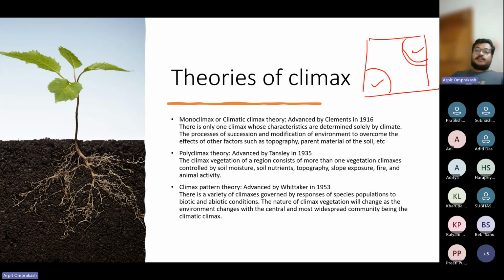Then we have the polyclimax theory, which was proposed by Tansley in 1935. So basically, he says that the climax vegetation of a region consists of more than one vegetation climaxes, and it is controlled by various factors such as soil moisture, soil nutrients, topography, slope, fire, and animal activity. So even if these two areas have the same climatic conditions, they might have different climatic vegetation because of changes in soil moisture, soil nutrients, topography, and other such various different factors.